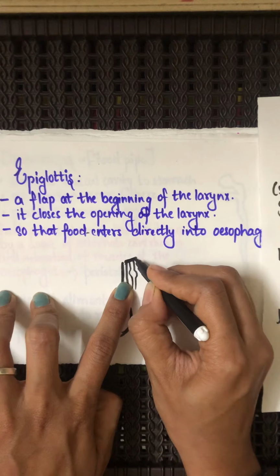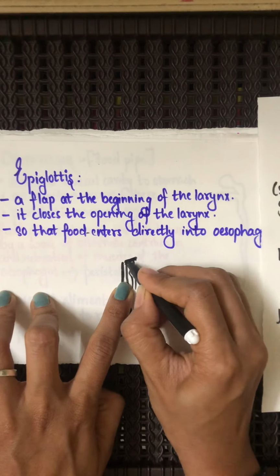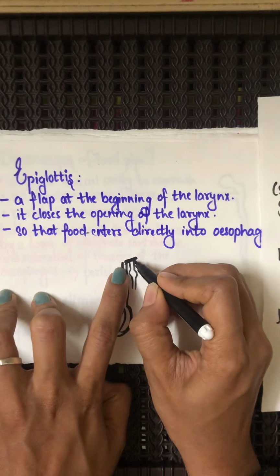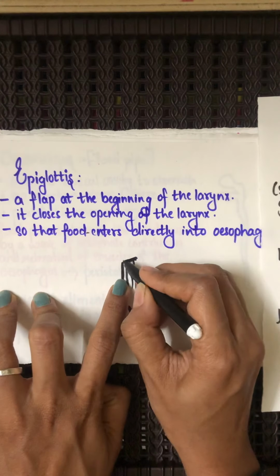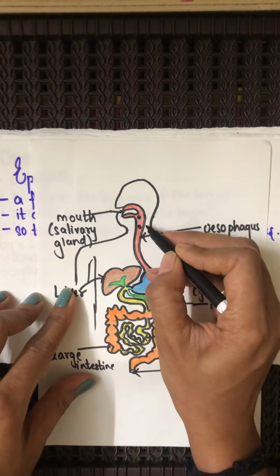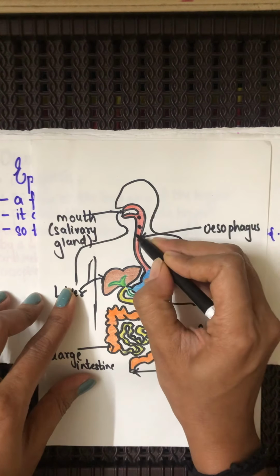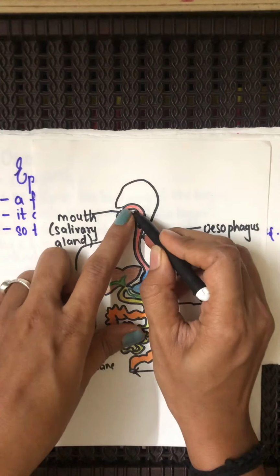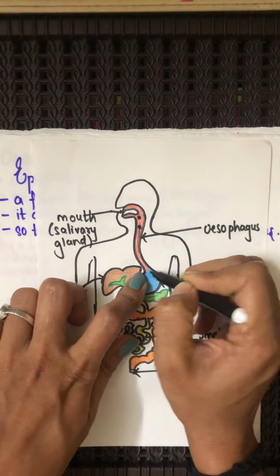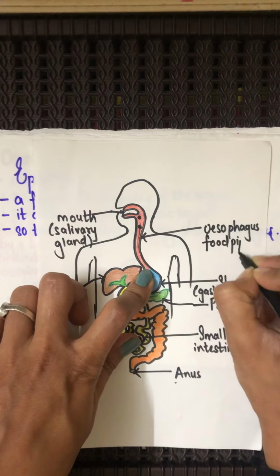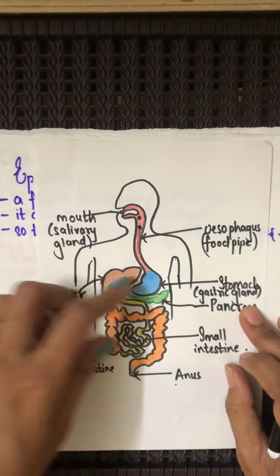The epiglottis is nothing but a covering which helps to close the voice box so that the food which is coming from the mouth does not enter into the voice box, which is exactly beside the esophagus, and helps the food enter only the food pipe. The esophagus is also termed the food pipe. Do you understand this? Yes.